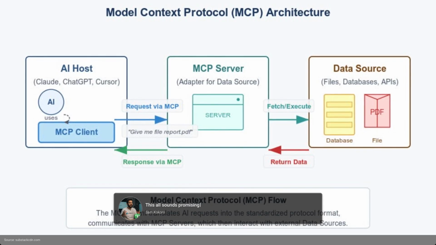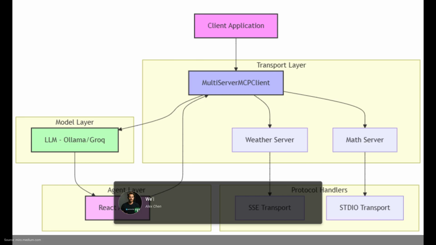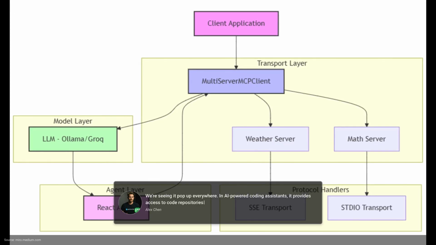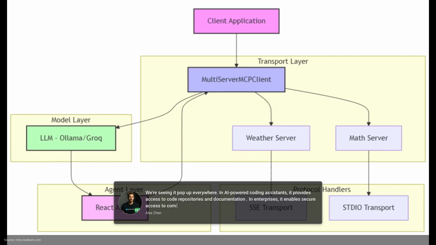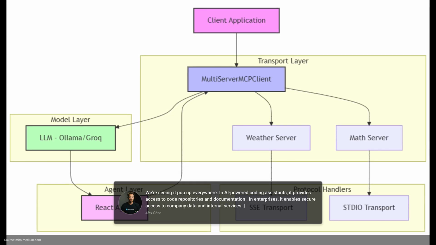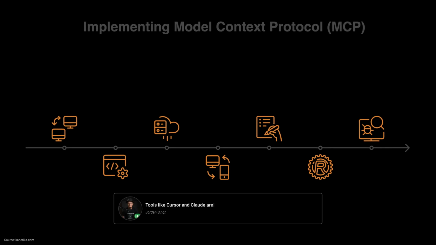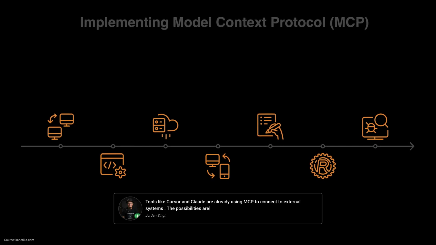This all sounds promising, but what are some real-world applications of MCP? We're seeing it pop up everywhere. In AI-powered coding assistants, it provides access to code repositories and documentation. In enterprises, it enables secure access to company data and internal services. It even powers AI-driven data querying applications. Tools like Cursor and Claude are already using MCP to connect to external systems. The possibilities are really endless.